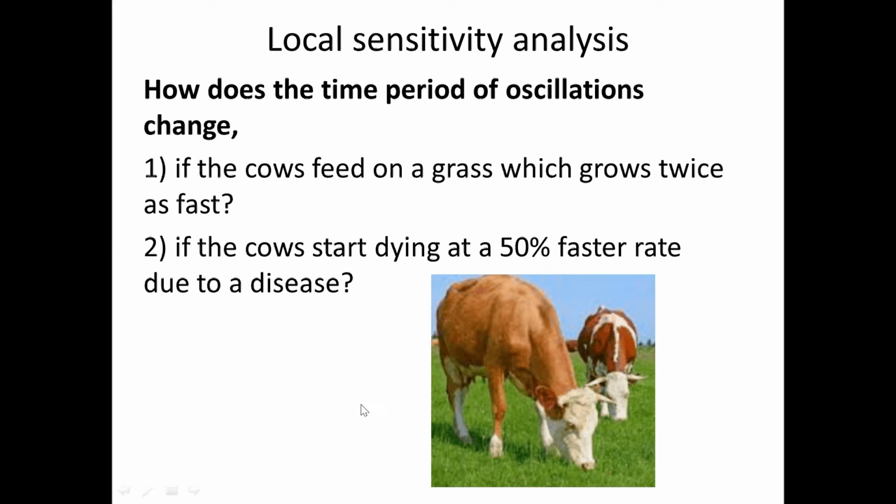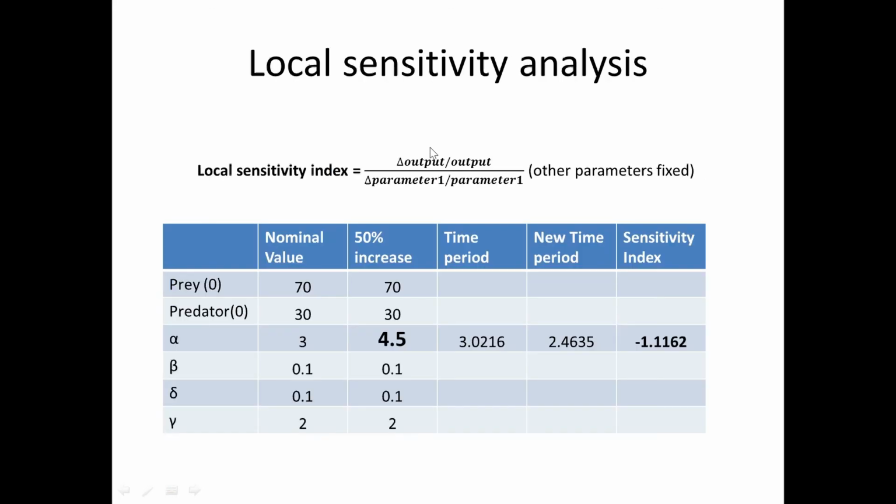We can also answer questions like, let's say the cows die faster due to some disease. We can identify how the oscillations change using this method. Okay, so in this method, we change one parameter at a time and find the change in the output, and we calculate the local sensitivity index, which is given by this formula: the change in output divided by the output, and the change in the parameter divided by the parameter value used.